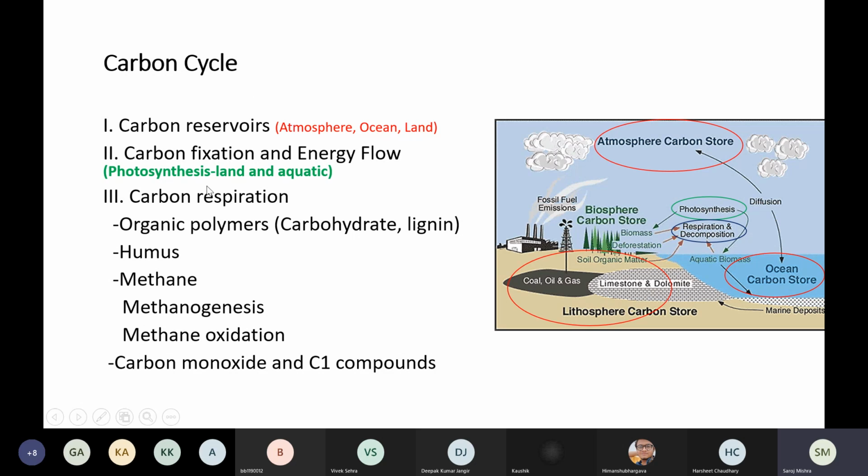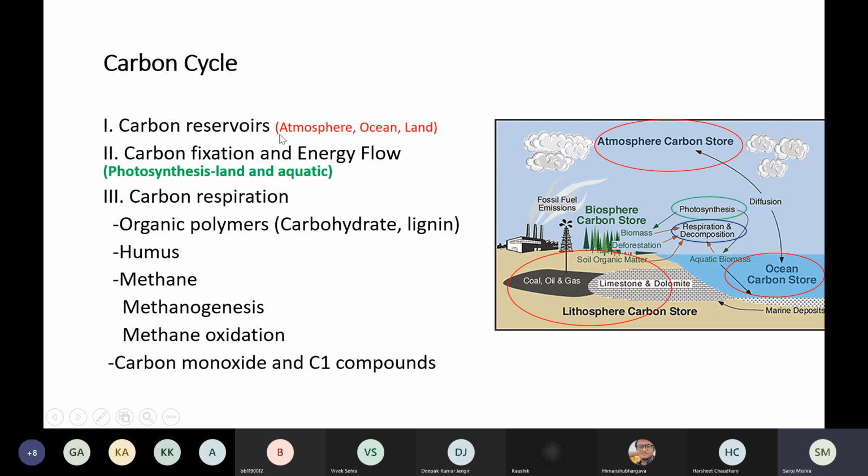Very briefly, for example, in the atmosphere you have the source of carbon as carbon dioxide, and then in the lithosphere, in the ground, you have carbon stored as limestone or as coal, oil, or gas. In the oceanic water body, for example, there are marine deposits and aquatic biomass, where carbon is also going to be available. That's what we call the carbon reservoir.